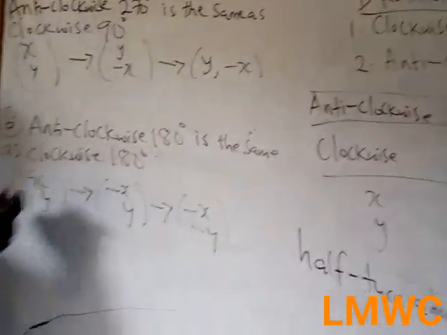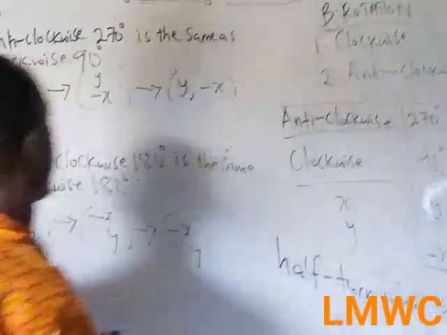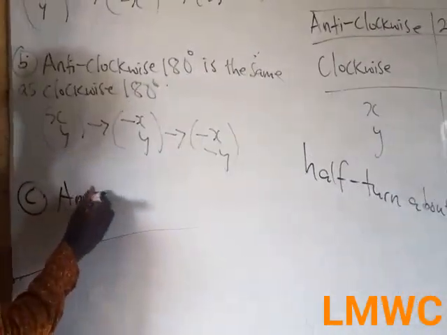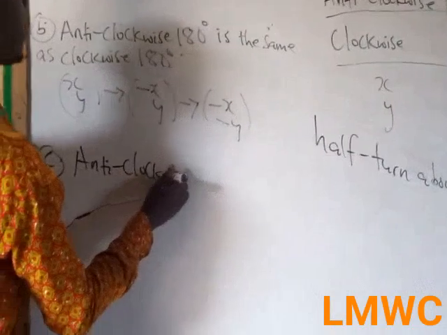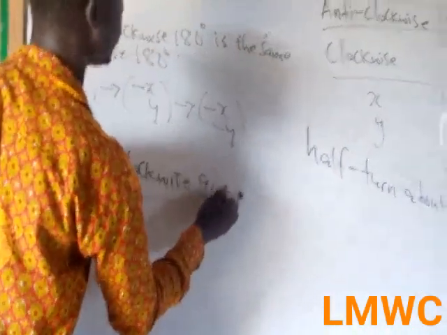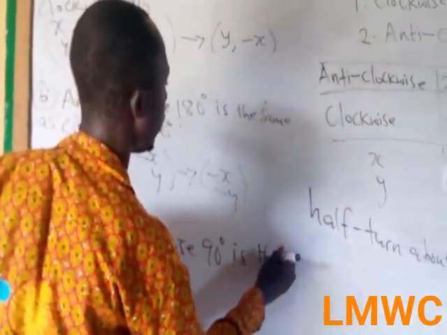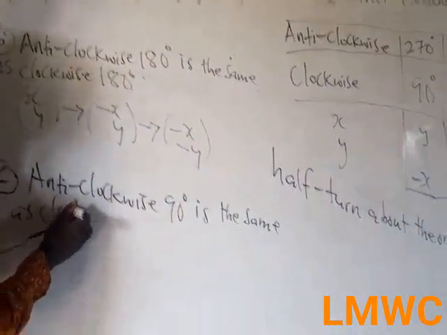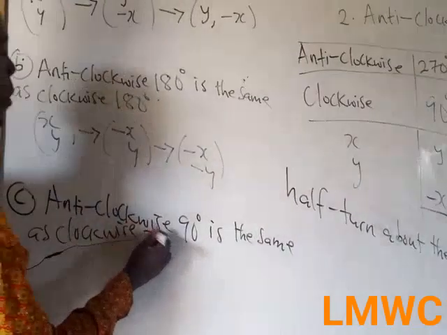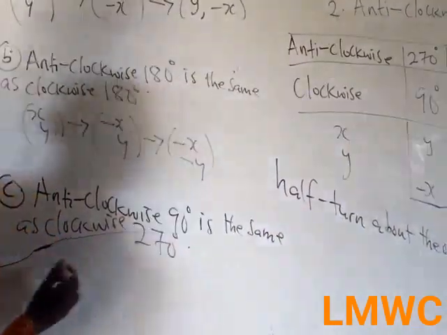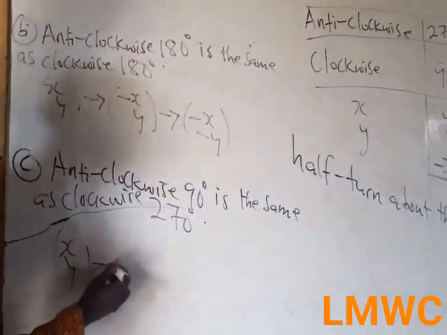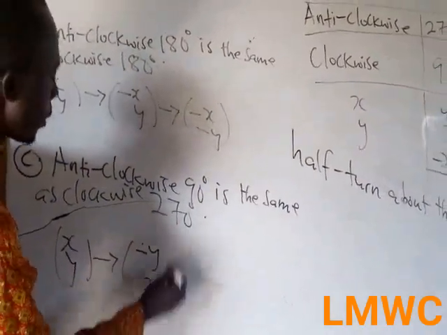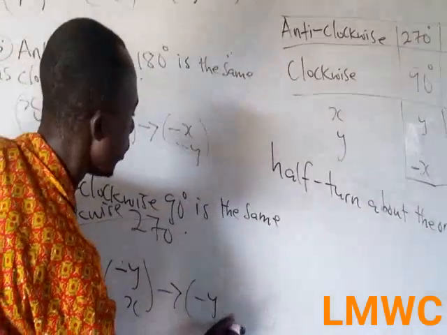C. So you see, I'm writing down the formulas. C: Anti-clockwise 90 degrees is the same as clockwise 270 degrees. So (x, y) maps to (negative y, x).